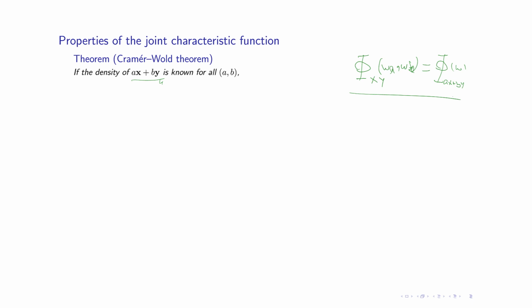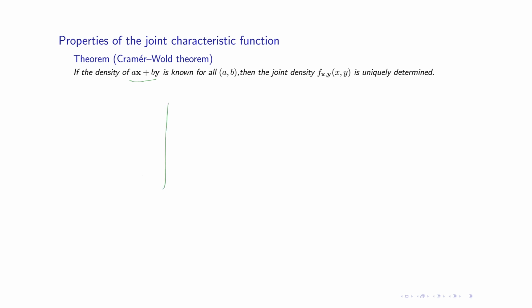So any linear combination. Now the question is about the joint density. If you have the density of this one in many different lines, that means the characteristic function on the line of, let's say, A omega and B omega. Let's say A is equal to 1 and B is equal to 2, so here is point A and this is point B.